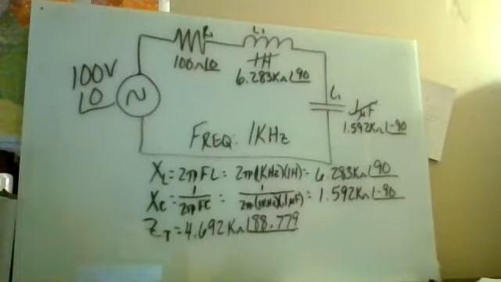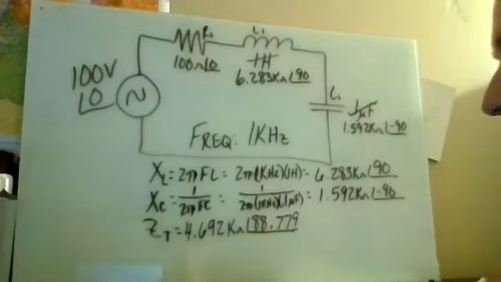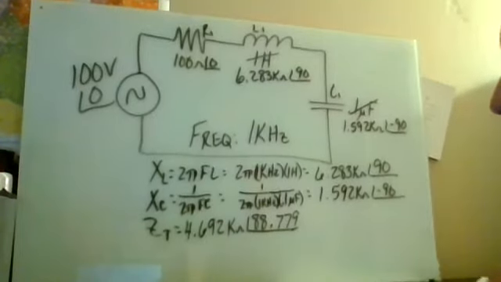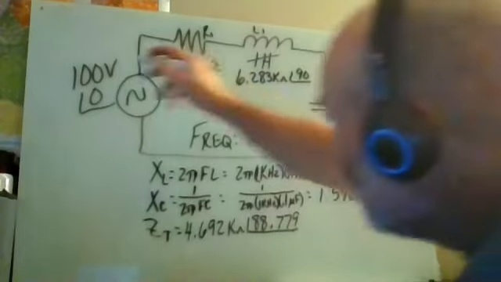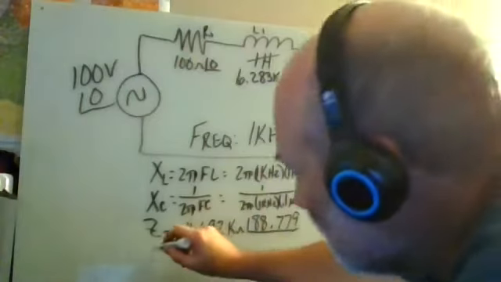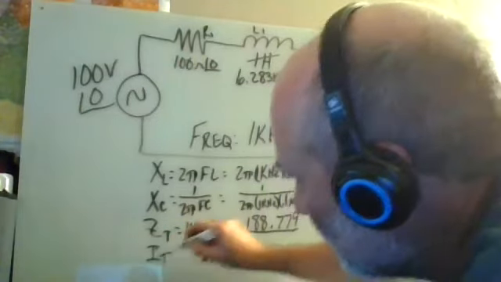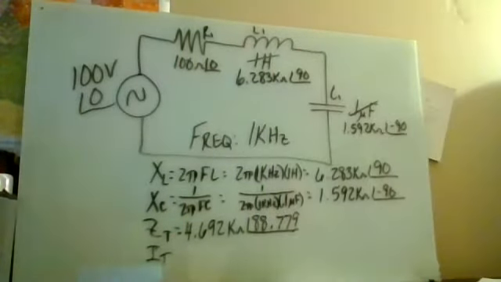So did everybody get that on their calculator? Yep. When you punched it all in, you'll actually get 4692.06575 at an angle of, but then I just moved my decimal place, made it 4.692K. So the next thing we're going to do is find I total. All we're going to do is take our E total, divide it by our Z total. But before you do that, I'm going to show you guys how to save it.